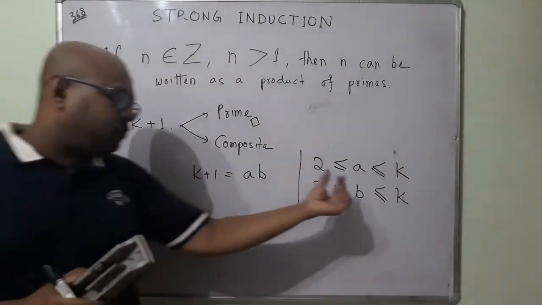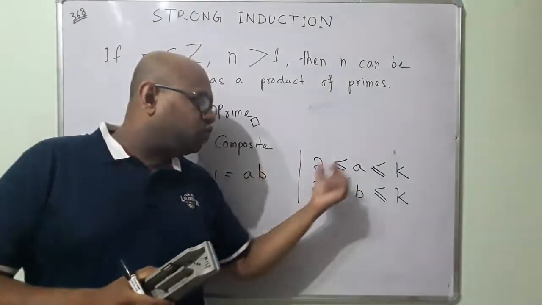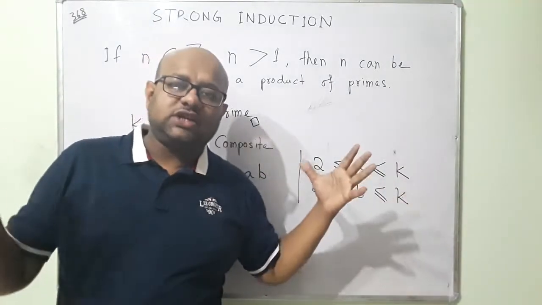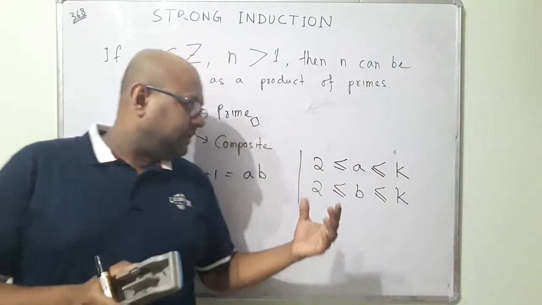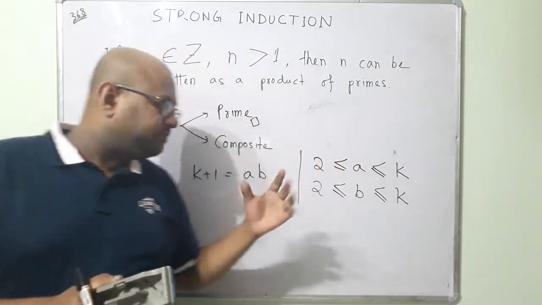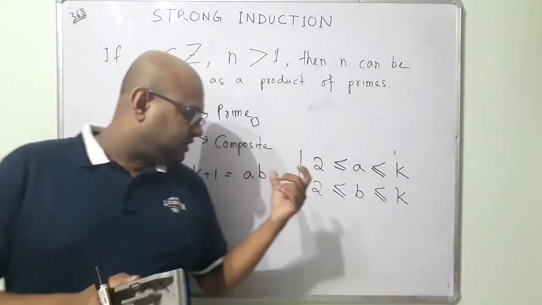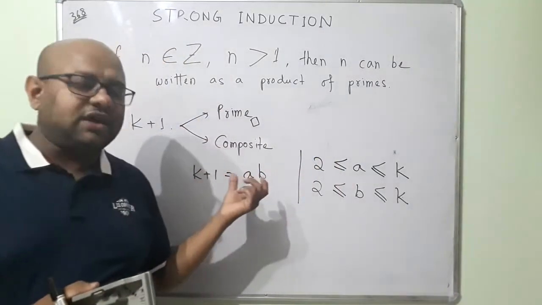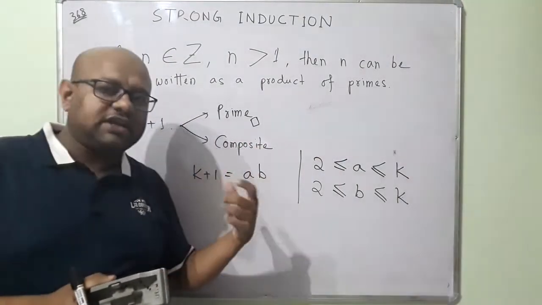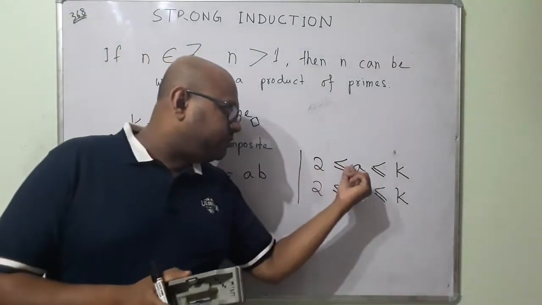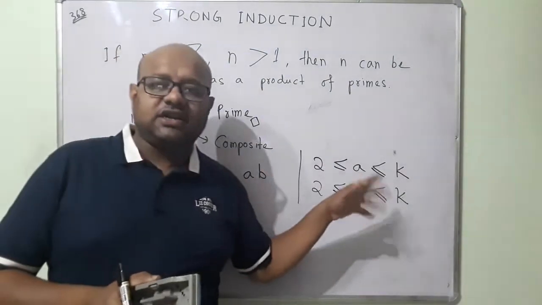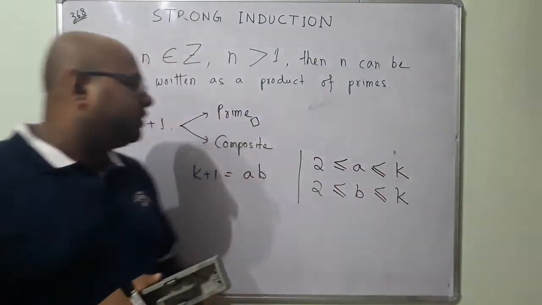So a will be some number that is between 2 and k. It is not 1, it is not k plus 1, so it is some number between 2 and k. Similarly, b is some number between 2 and k, for the same reason, because these are not 1 and itself. We are not talking about those two factors, 1 and itself. So apart from those, we are taking other numbers, and this number will be between 2 and k. It will be less than k plus 1 and greater than 1.